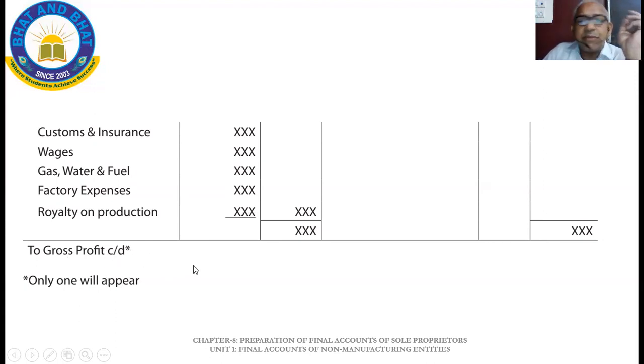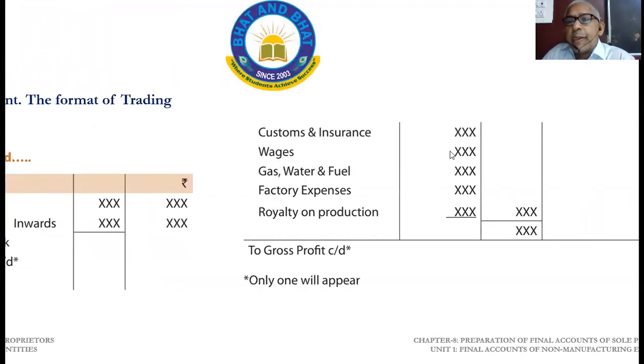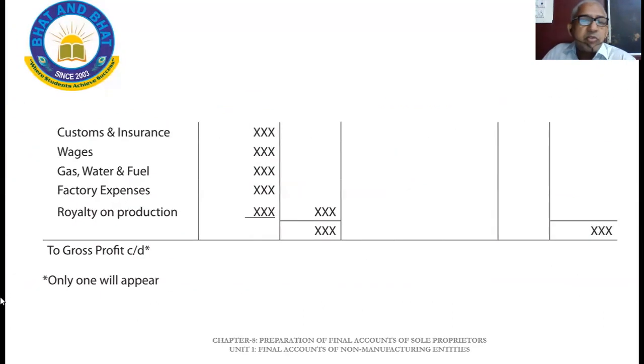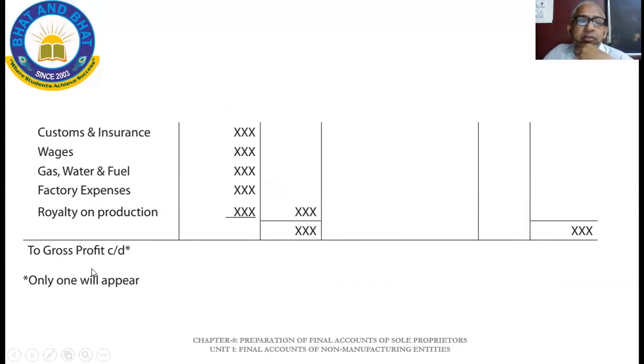Only one appears means, see here, it shows gross loss. Either loss will be there or profit will be there. Both will not be there in one single trading account. That is the meaning of only one will appear. I believe you have taken the photo. I will move.